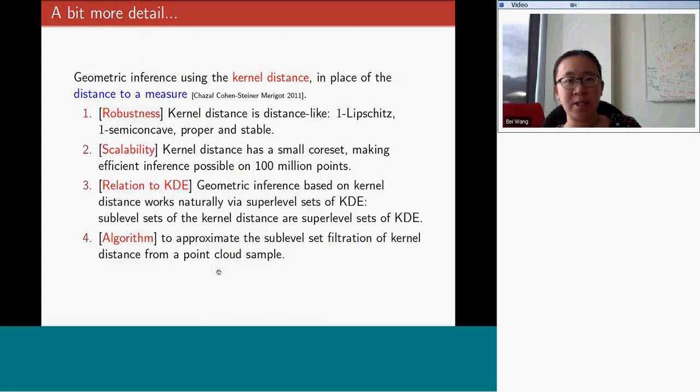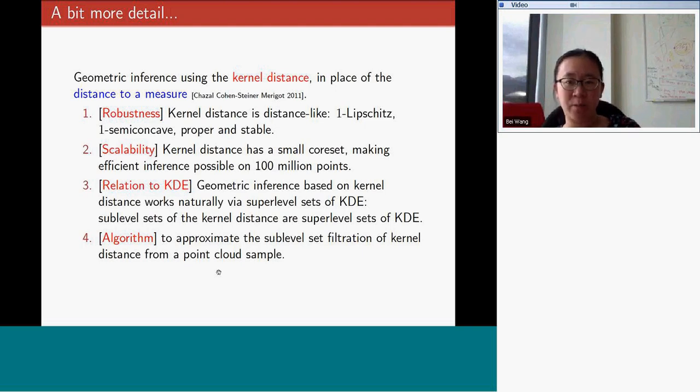Okay, a little bit more detail. For geometric inference using kernel distance, we prove similar properties as those of distance to a measure, which was proposed by Chazal and colleagues in 2011. Kernel distance has the following properties. It's distance-like, meaning that it's one-Lipschitz, it's one semiconcave, it's proper, and stable.